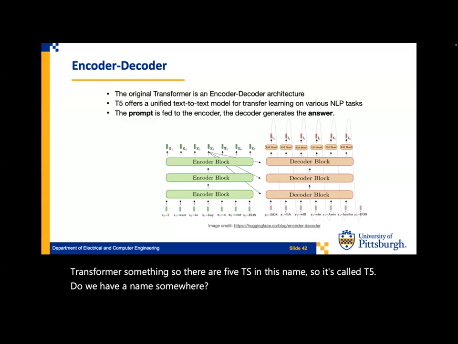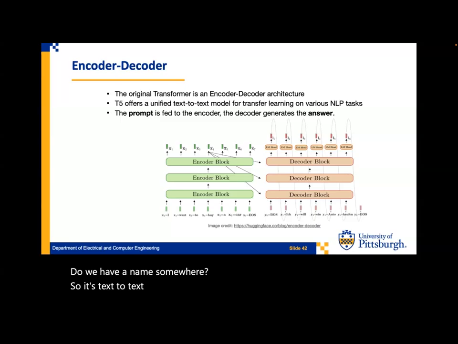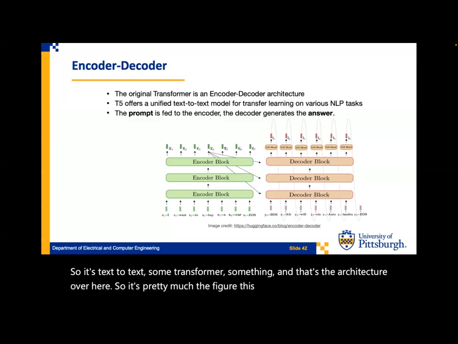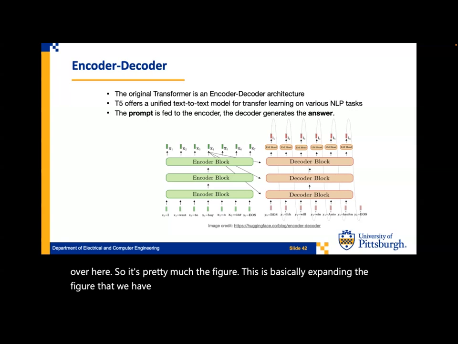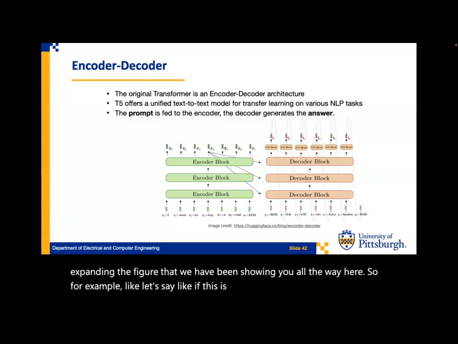So it's text to text, a transformer. And that's the architecture over here. So it's pretty much the figure. This is basically expanding the figure that we have been showing you all the way here. So for example, let's say this is a translation, let's translate English to German.